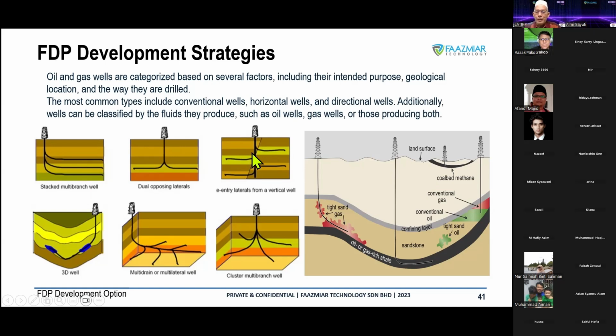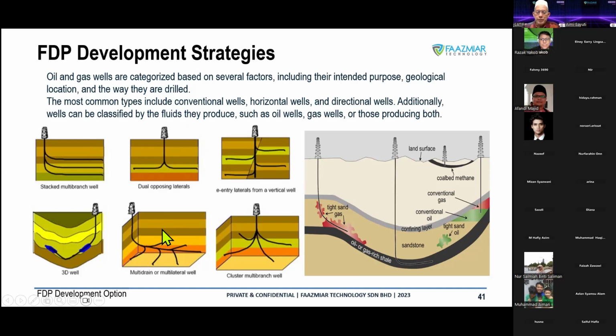We have one project in Sabah, in Miri, where we tried to implement the first multilateral, but the problem is that all the junctions here failed for sealing, so we had difficulties to really manage the production. So in Malaysia, the technology is quite new for us, but in some other areas they have matured and been successful in multilateral, and we have difficulties with this kind of multilateral.